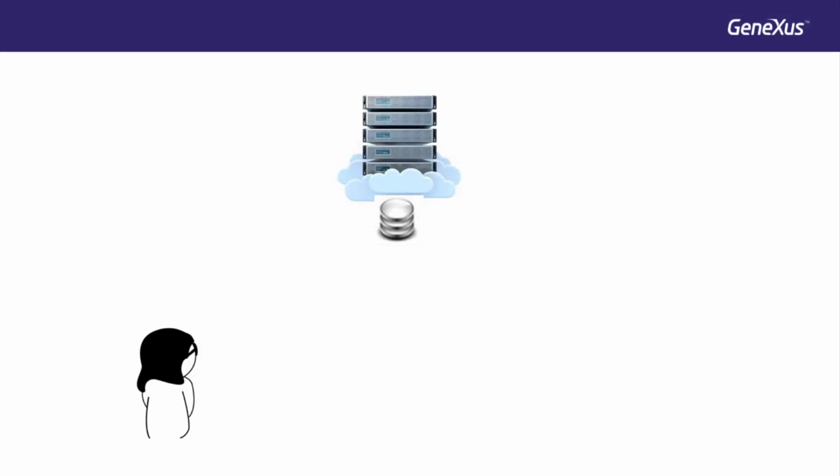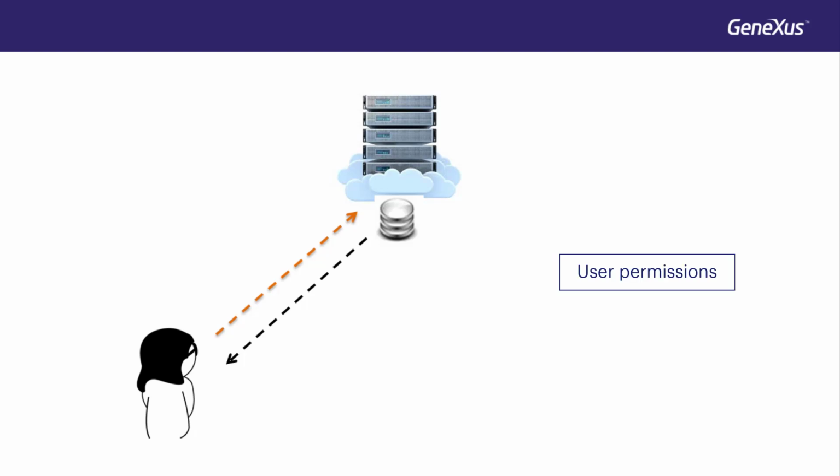When the logged in user tries to execute an action over a specific KB, GeneXus Server verifies if the user has the corresponding permissions. To do this, it first checks the user's specific permissions. If the user doesn't have these corresponding permissions, it checks the permissions assigned to the group to which the user belongs.